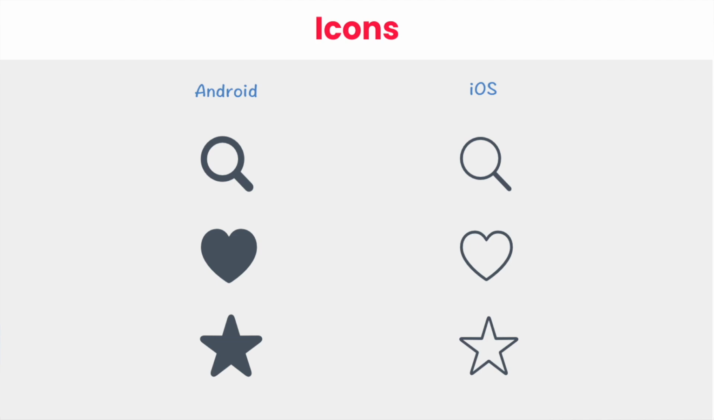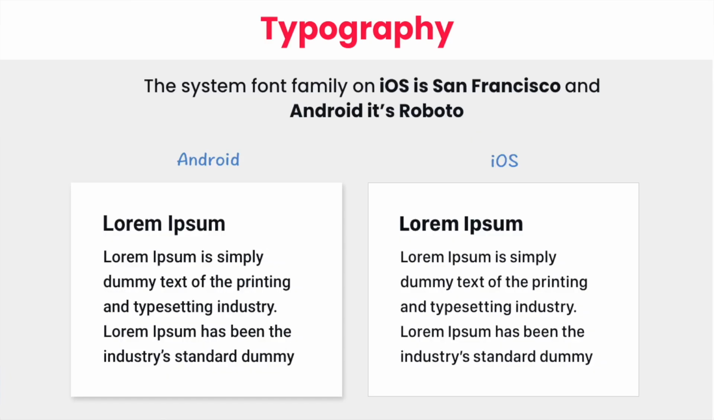Icons. In Android we use slightly bold, heavy stroke icons, and in iOS we use light stroke icons. Typography. The system fonts used are Roboto in Android and San Francisco in iOS. You can use any font for your brand, whether for Android or for iOS. Android and iOS have built their applications using these system fonts.